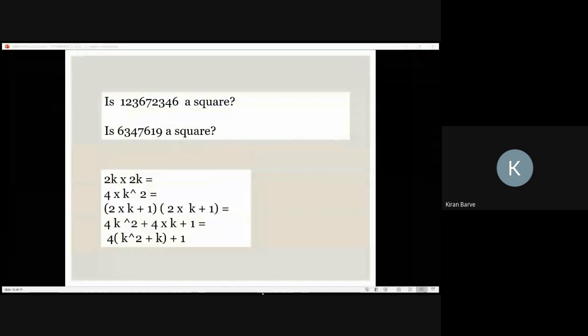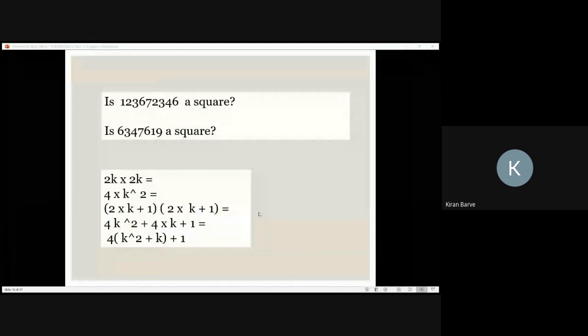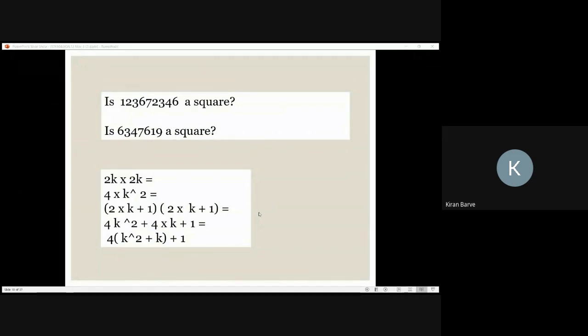But then I think 6347619 is a square. No, because it's not divisible by 4. It is not divisible by 4, but any odd number square will never be divisible by 4. 3 square is 9, 7 square is 49, 11 square is 121. But what I am saying here is, when divided by 4, it gives remainder 1. Do you understand this part?